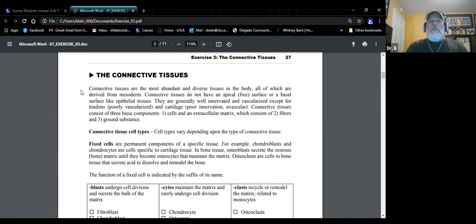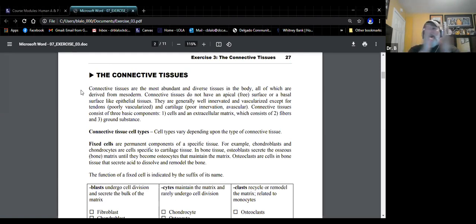But connective tissue is basically going to be made up of three different things. One, we're going to have the cells associated with that particular connective tissue. Now, some of the cells associated with connective tissue are going to be generalized cells that we find in a lot of different types of connective tissue. And then some of the cells are going to be very specific. But we find cells, and we find what we call an extracellular matrix. Extracellular matrix is just going to be what we see around the cells.